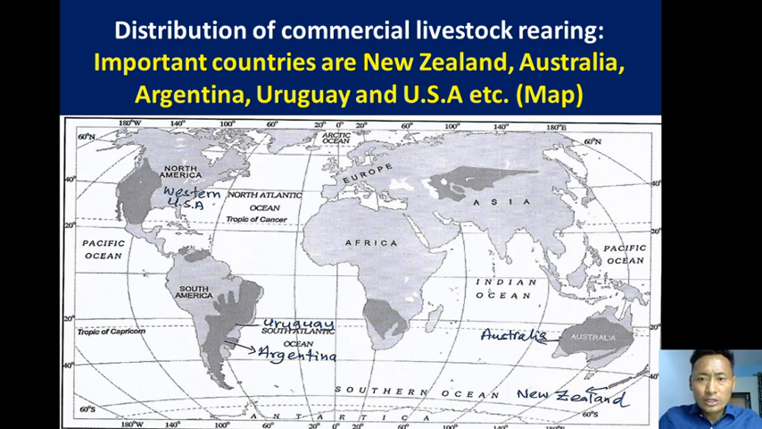So if we look at the map, commercial livestock rearing is mostly practiced in regions that are highly economically and socially developed, not in socially and economically poor countries. If you look at the map, most of this type of farming is practiced in regions that are more socially and economically developed.